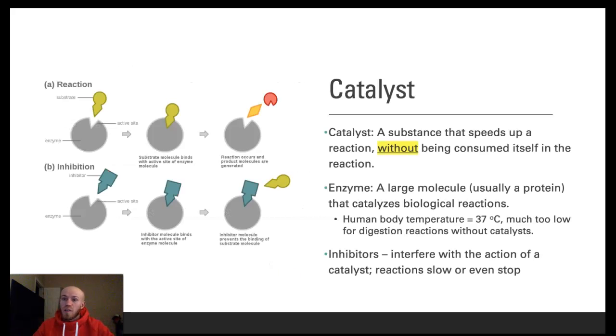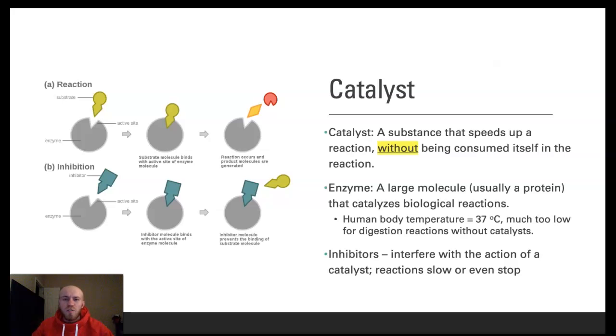So we're going to look at catalyst now. A catalyst is a substance that speeds up a reaction without being consumed. The catalyst is not consumed in the reaction. So whatever catalyst you put into the beginning of the reaction is the same amount you're going to get out at the end of the reaction, right? There's no consumption of the catalyst in the reaction. It speeds up the reaction by lowering the activation energy.